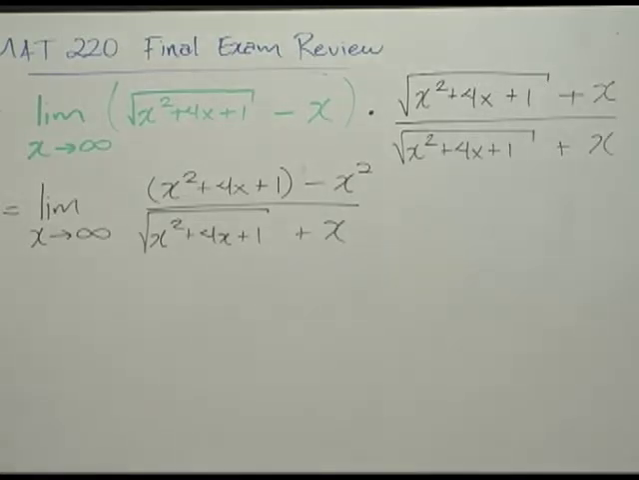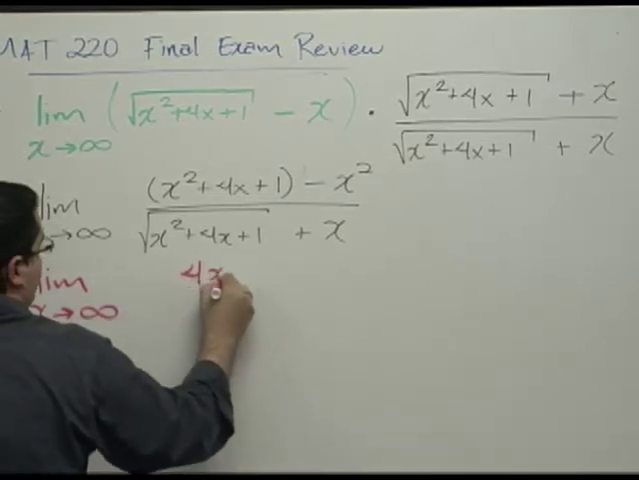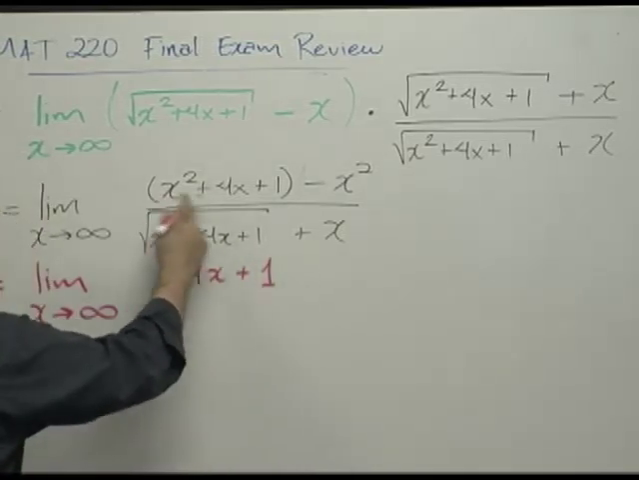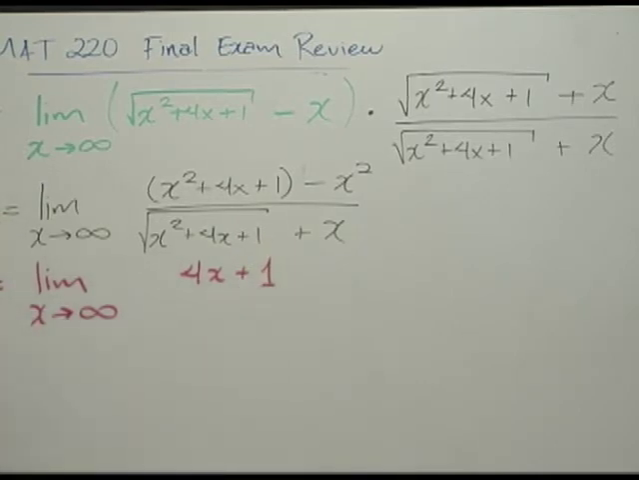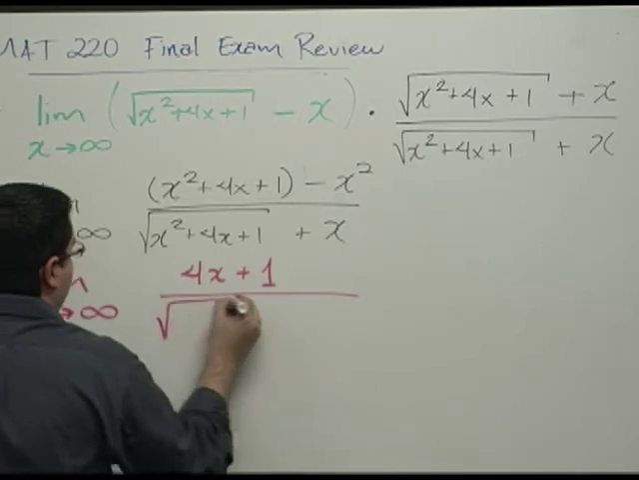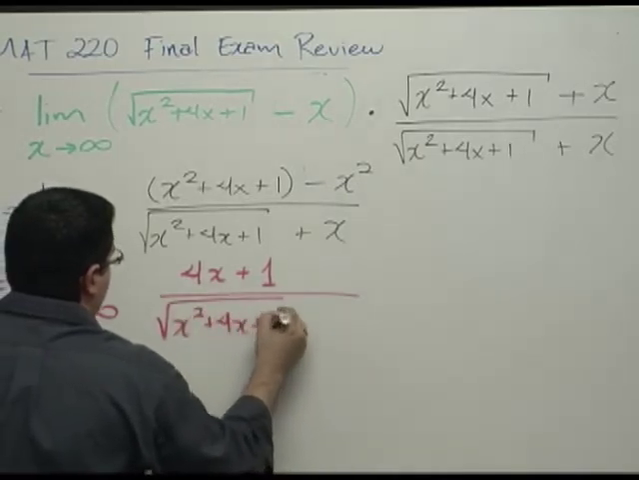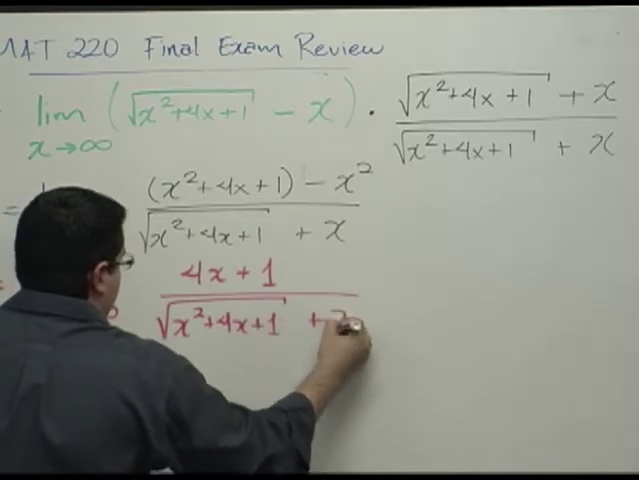Okay, and what we have here now is just this limit as x goes to infinity of 4x plus 1 in the numerator. Notice that the x squareds add up to 0. And at the bottom, we're left with the square root of x squared plus 4x plus 1 plus an x.